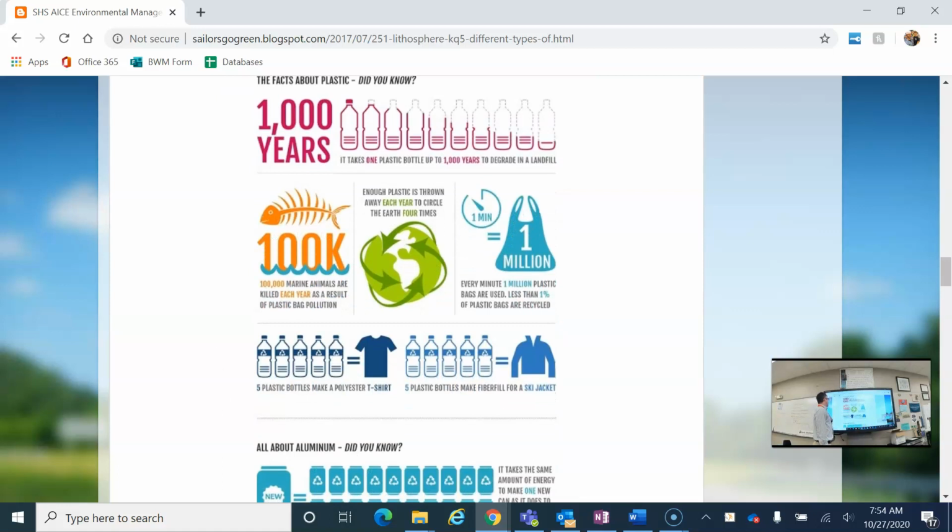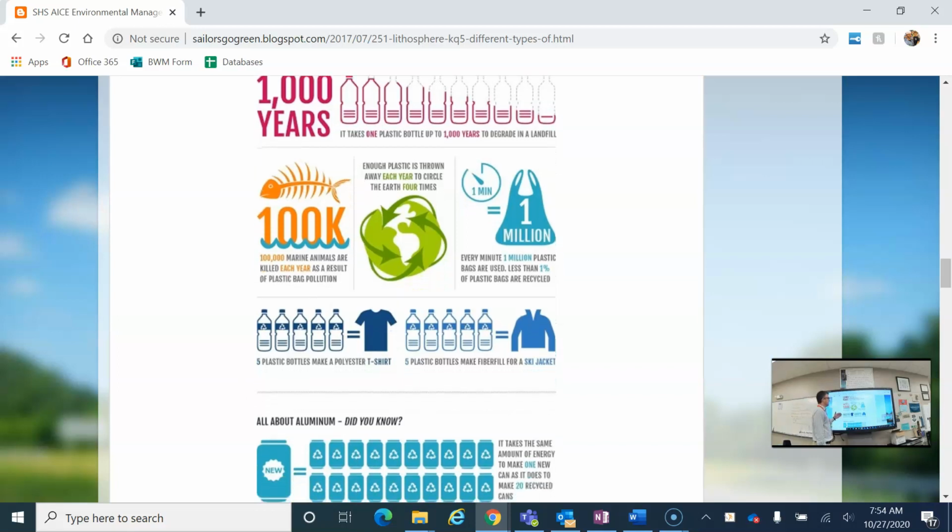100,000 marine animals are killed each year as a result of plastic bag pollution. That's a lot, right? Enough plastic is thrown away each year to circle the earth 4 times. Every minute, 1 million plastic bags are used. Less than 1% of those plastic bags are recycled. But what can you do with plastic?